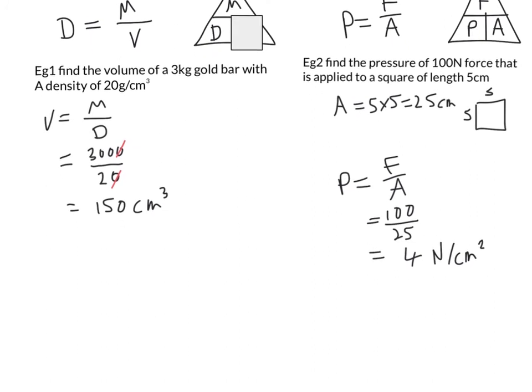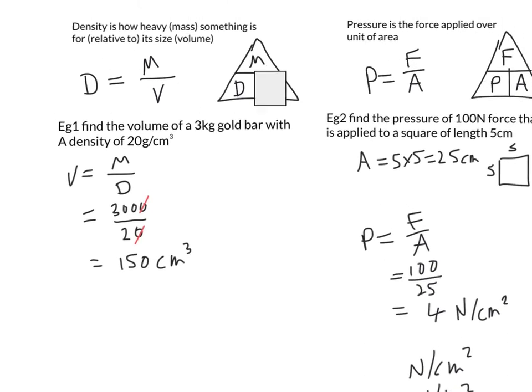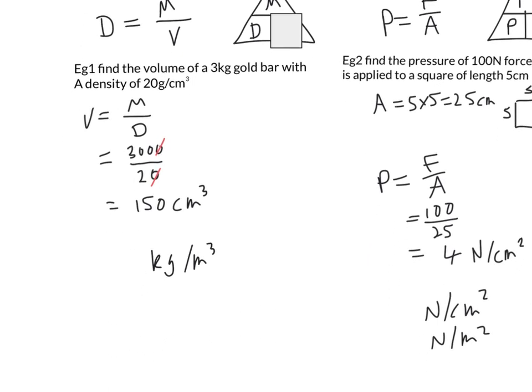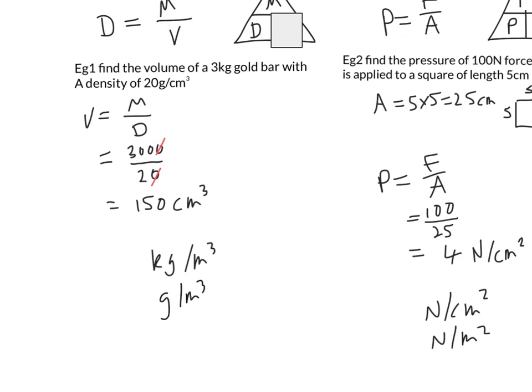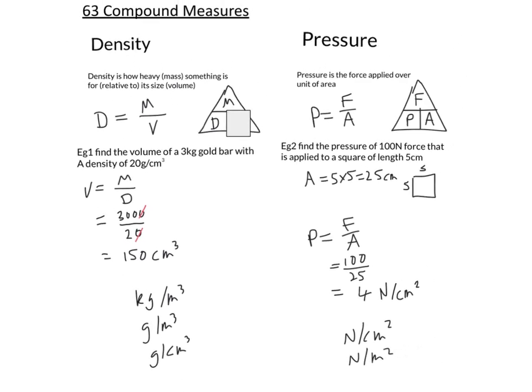Generally, units for pressure could be newtons per centimeter squared, or newtons per meter squared, or kilometers squared, or millimeters squared. Similarly, for density, the most common one, your base units, would be kilograms per meter cubed, but you could also have maybe grams per meter cubed, grams per centimeter cubed, and so on. But it'll always be a mass divided by a volume for density, and it'll always be a force divided by an area for pressure. Hope that makes sense.